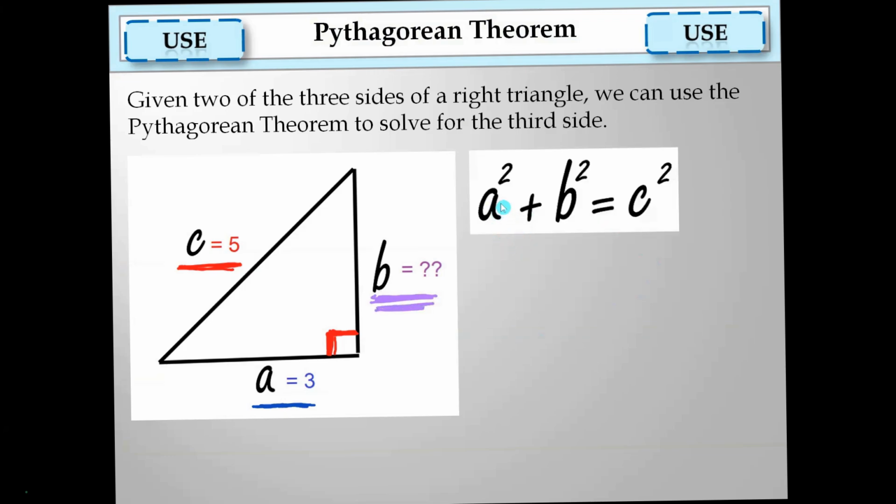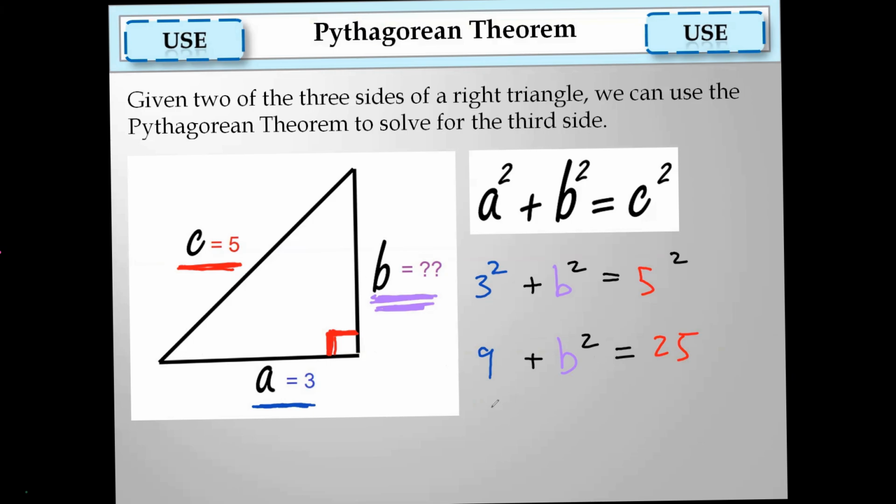Using the Pythagorean theorem, we have a squared plus b squared equals c squared. We know our a is 3, so we're going to have 3 squared plus our unknown b value being squared. So our b will be just b squared. Then this is equal to our c value squared, and we know our c given to us to be 5. We'll simplify the left side, giving us 9 plus b squared is equal to 25.